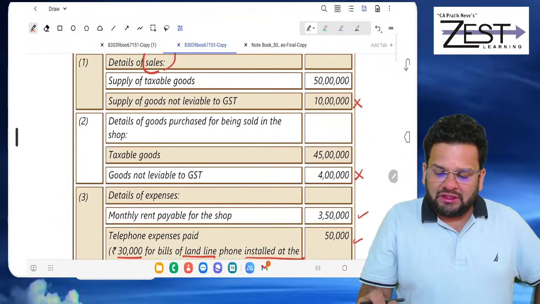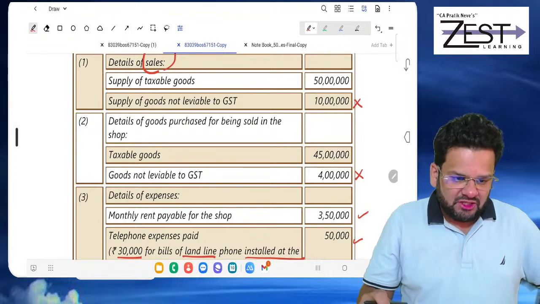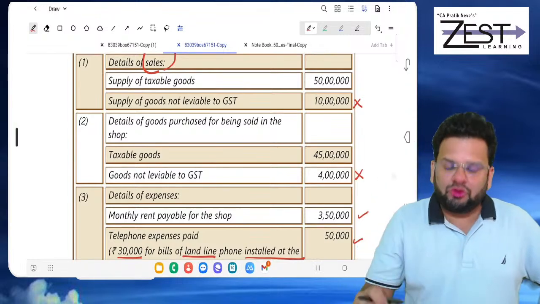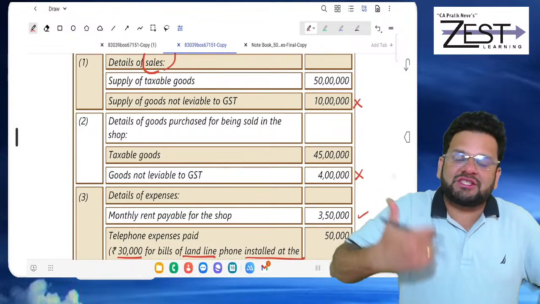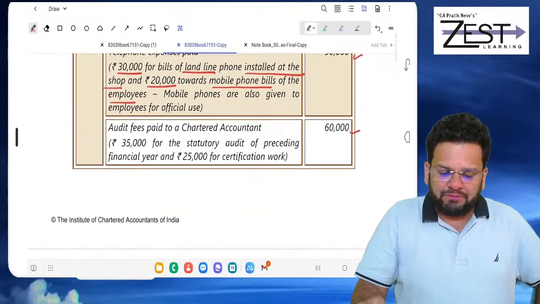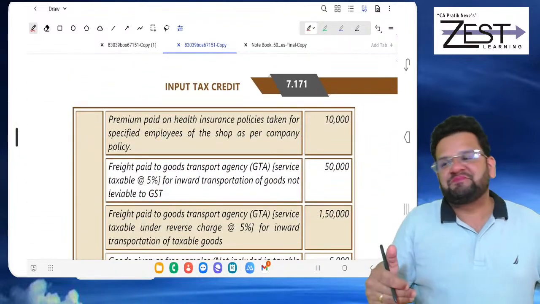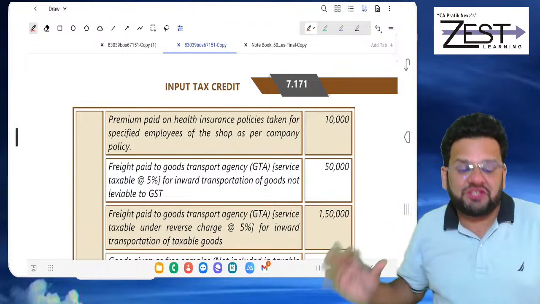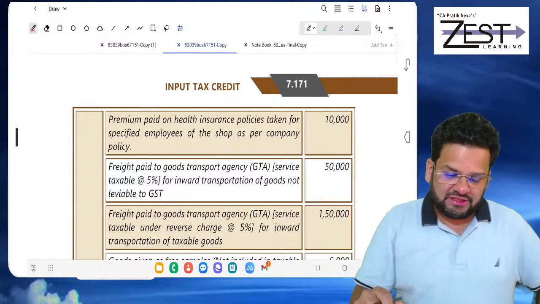But these are details of the expenses, so how much is the GST on that we will have to compute. So we will do that. We will understand that when we check what is the rate of GST.